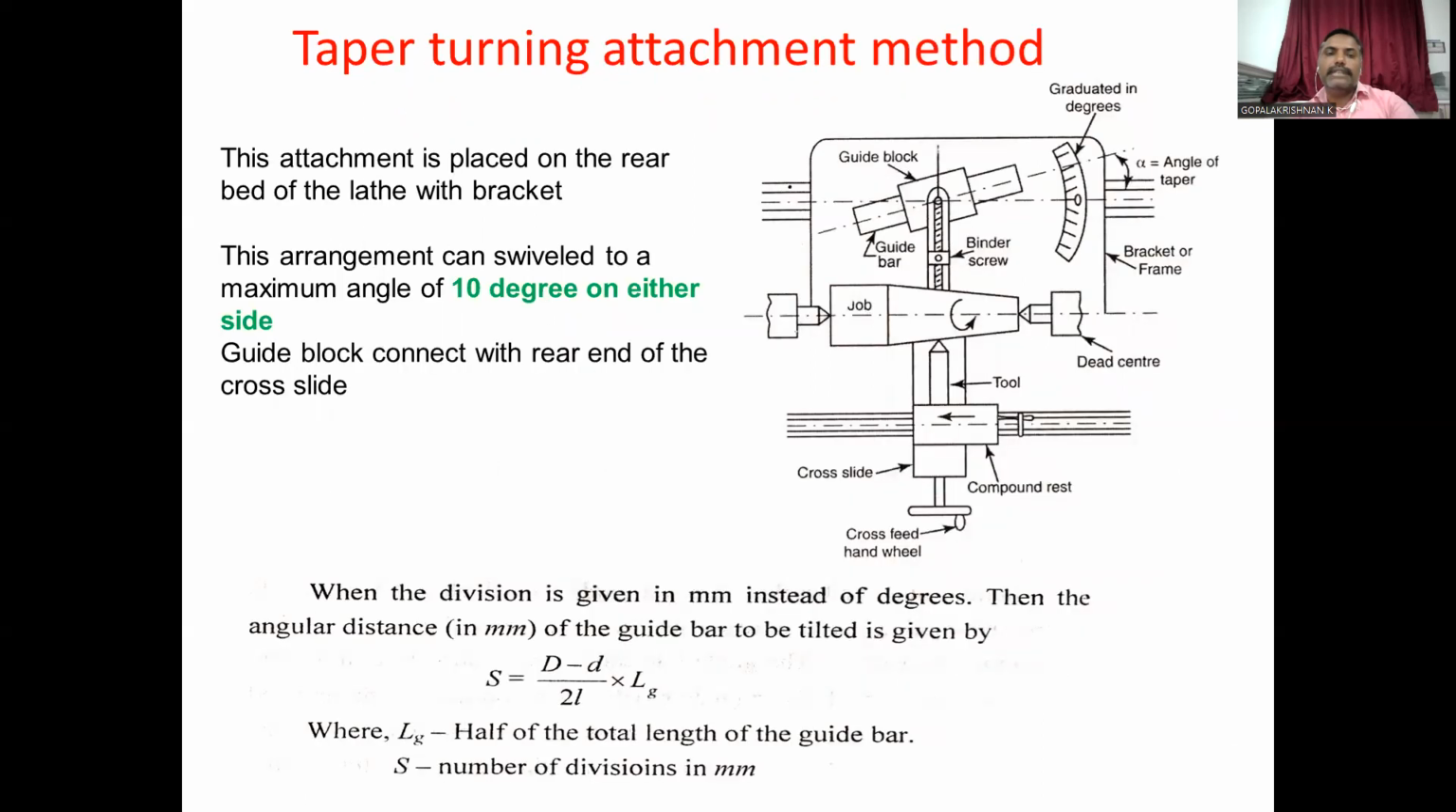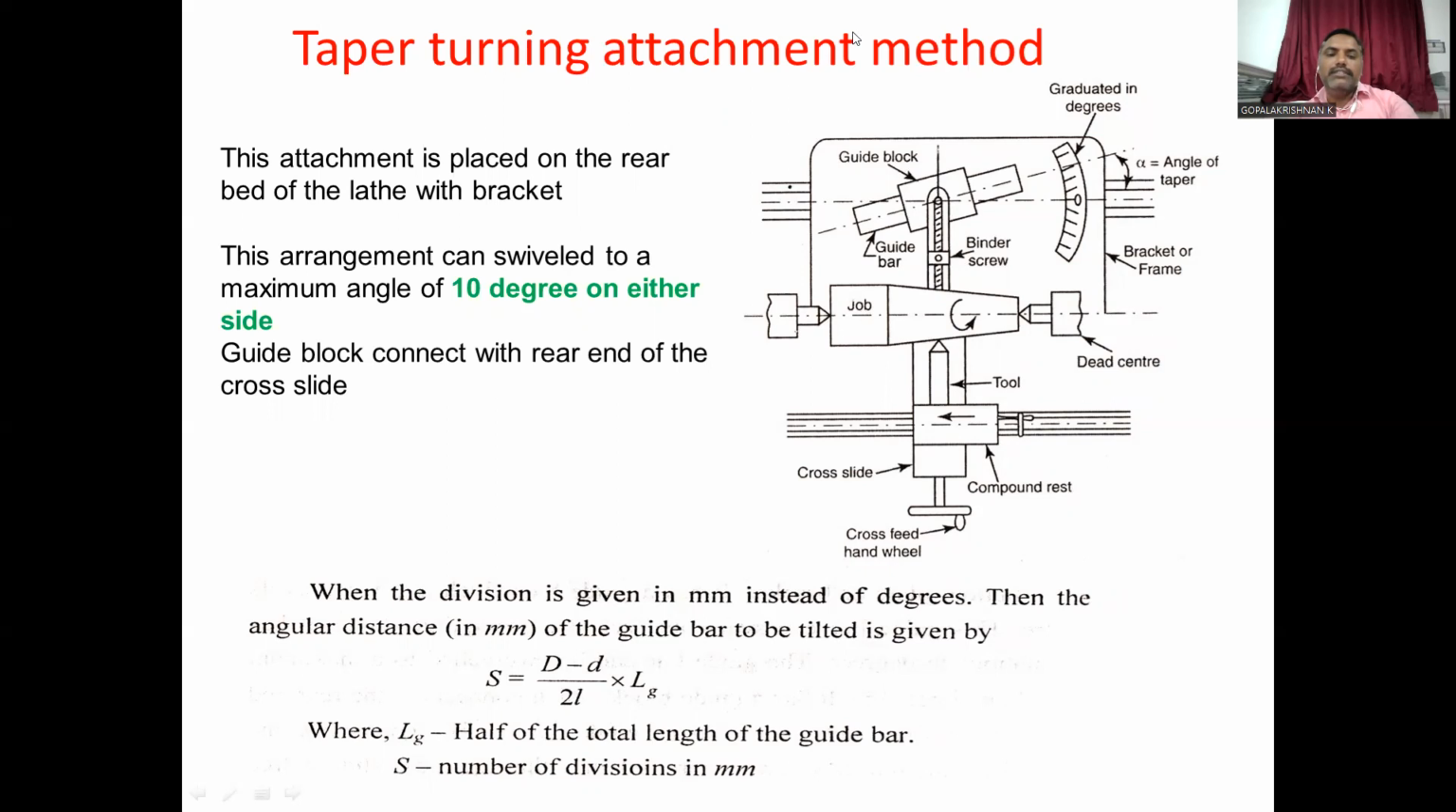The next one, taper turning attachment method. This attachment is placed on the rear of the bed with a bracket. This arrangement can be swiveled to a maximum angle of 10 degrees on either side. The guide block is connected to the rear end of the cross slide.